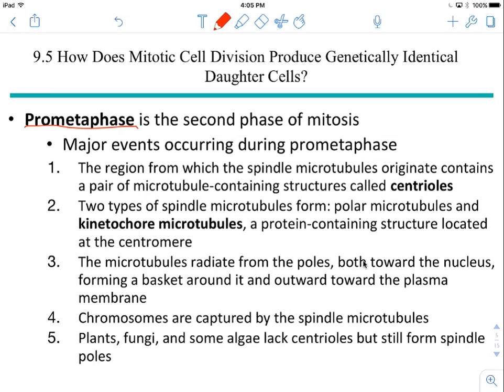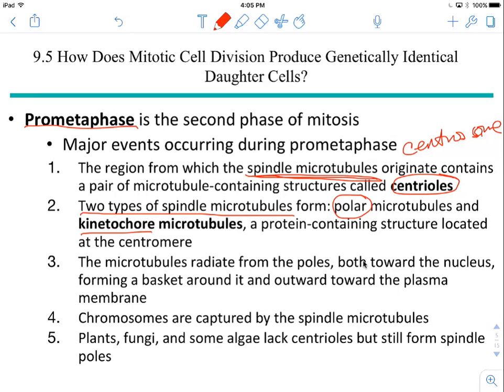Prometaphase is the second phase of mitosis. Major events occurring during prometaphase: the spindle microtubules continue to form and elongate from the centrosome of the cell, where the centrioles are located. They look like a little pair of churros. There are 2 kinds of spindle microtubules that form. One is a polar microtubule, and the other one is a kinetochore microtubule.